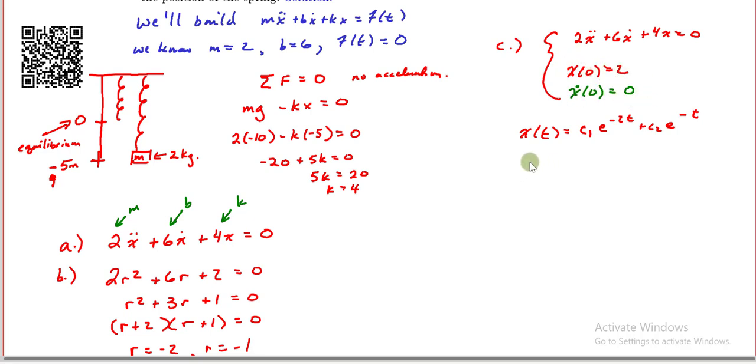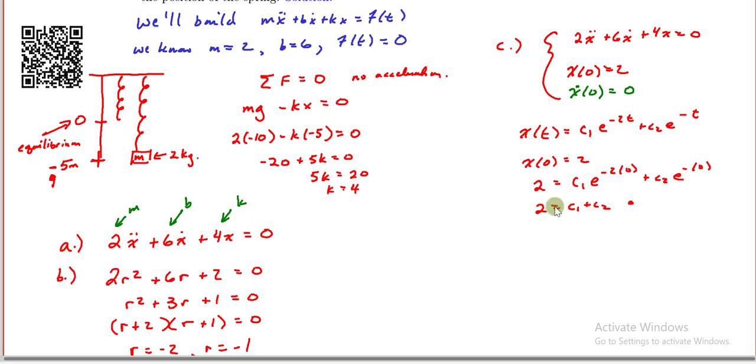We go ahead and plug in our first initial condition, so we know that x of 0 equals 2. That would imply that 2 is equal to c1 e to the minus 2 times 0 plus c2 e to the minus 0. So that gives me 2 is equal to c1 plus c2. Let's hold on to that equation for just a second.